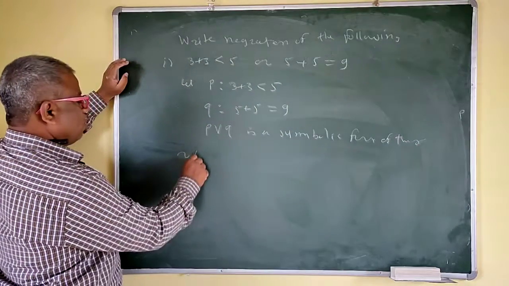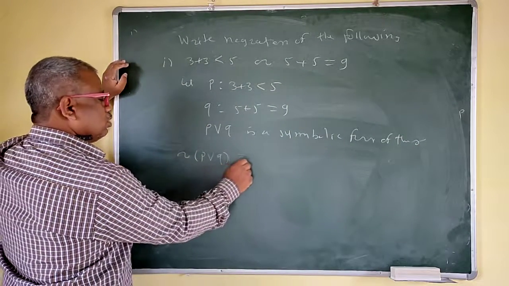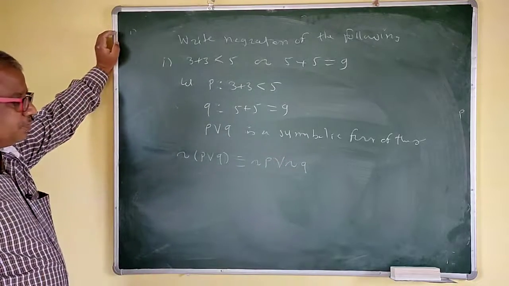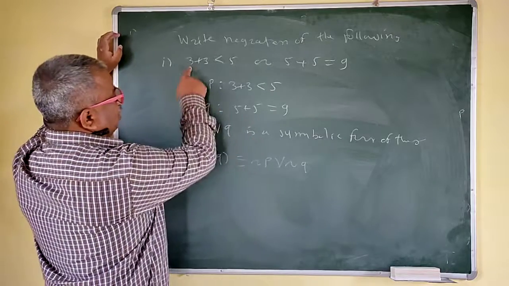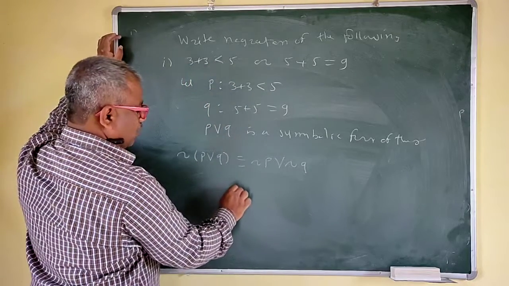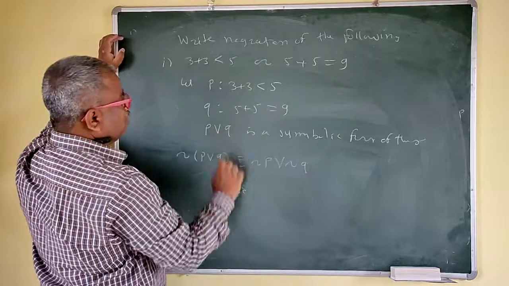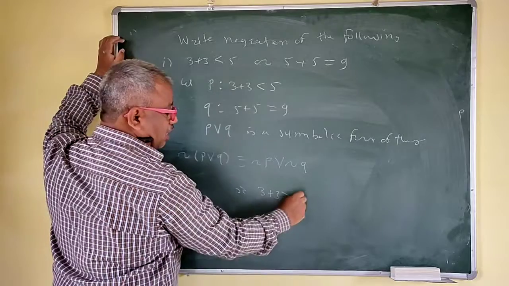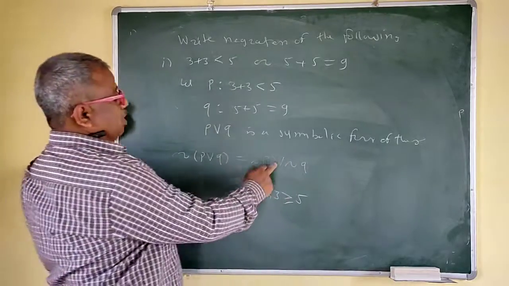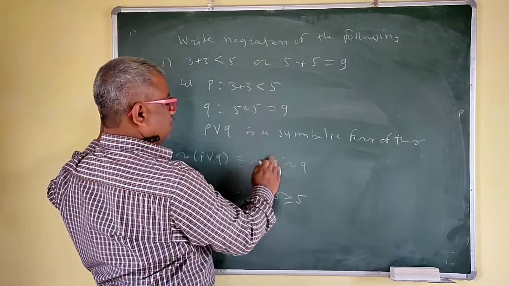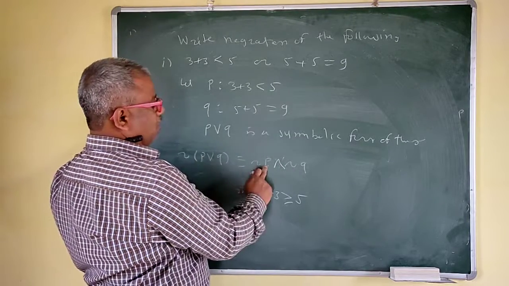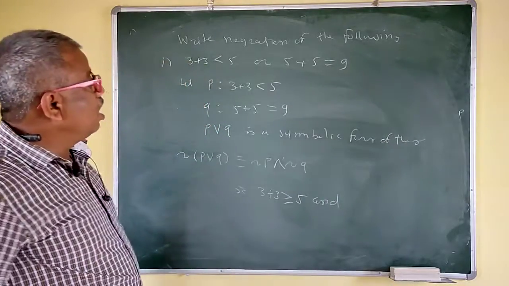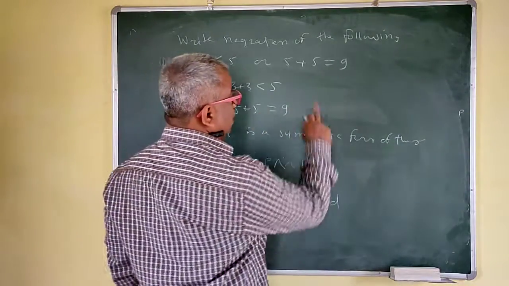And what is the negation of P or Q? It is logically equivalent to negation P and negation Q. So what is your negation P? 3 plus 3 is less than 5, so the negation should be greater than or equal to 5. Now here, 'or' is replaced by 'and'. Negation of P or Q is negation P and negation Q.